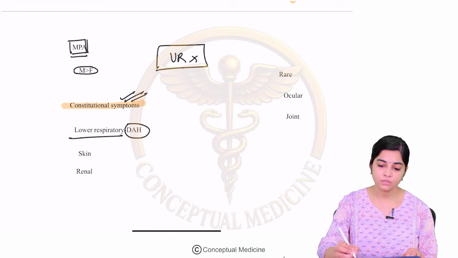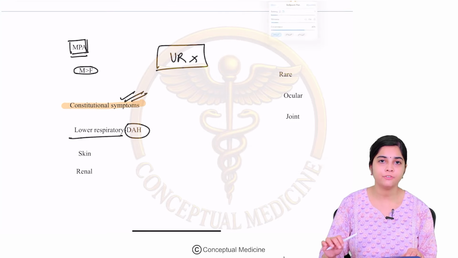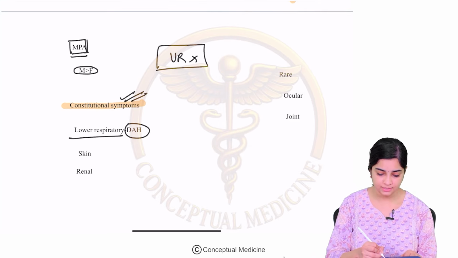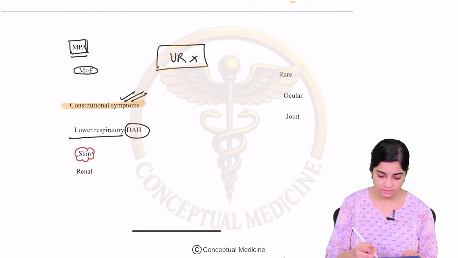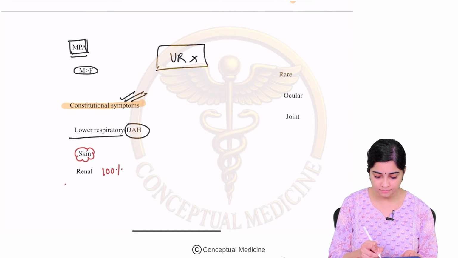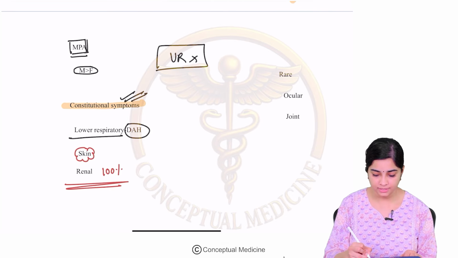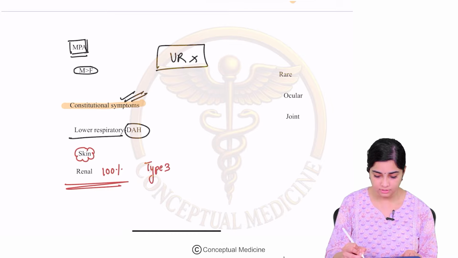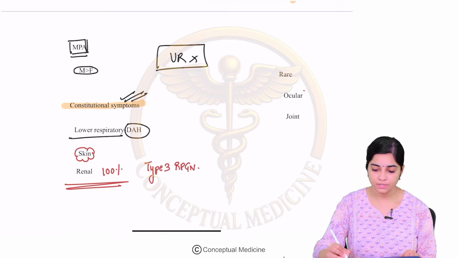So, you have to remember certain differentiating features of MPA from GPA: more prominent skin involvement and almost 100% renal involvement, again presenting in the form of a type 3 RPGN. Type 3 RPGN. Okay, ocular involvement and joint involvement are rare.